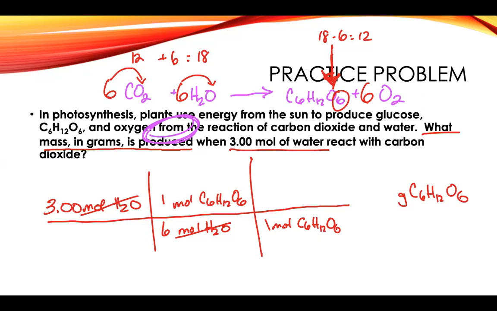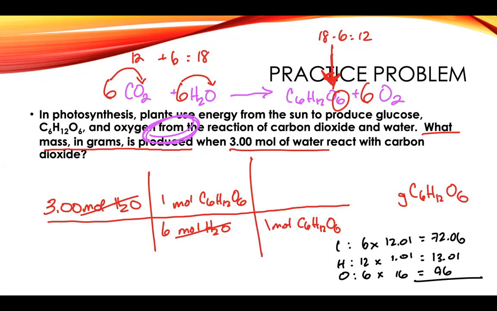And now I have to calculate molar mass. So I need 6 times 12.01, which is carbon. What is that? 6 times 12.01, and you get 72.06. Hydrogen, there's 12 of them times 1.01. Is that 12.12? No, 13.01. And oxygen, there are 6 of them, 16 each, 6 times 16, 96. Add all of that up, 96 plus 72.06 plus 13.01, and you get 181.07. So that's 181.07 grams.